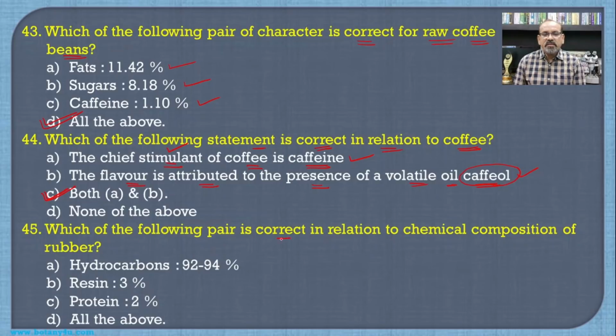Which of the following pairs is correct in relation to the chemical composition of rubber? The rubber contains 92 to 94% hydrocarbons, which, as we have seen earlier, are responsible for the flexibility or elasticity of the rubber. In addition to that, there are resins at 3% and protein at 2%. All these are correct pairs, and hence all the above becomes the answer for this question.